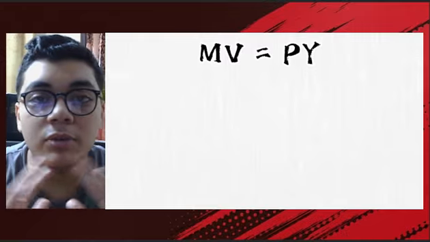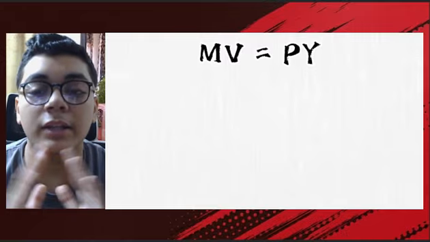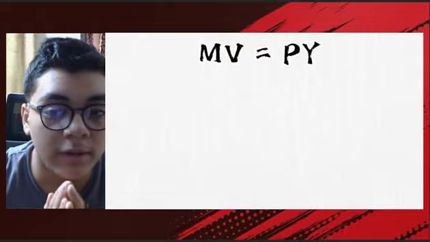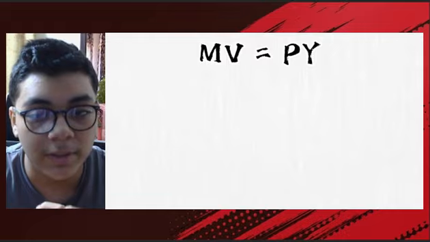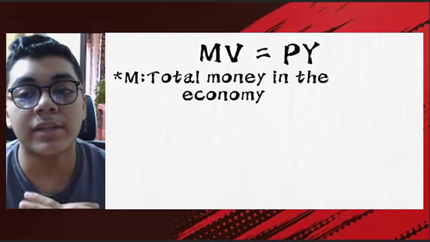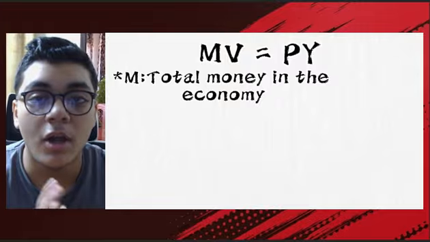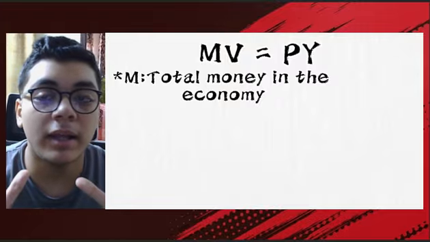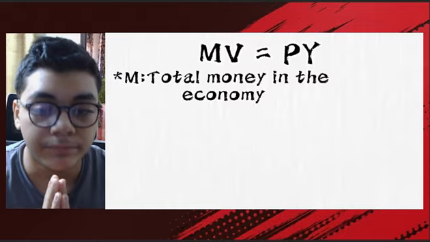Now, what equation am I talking about? It's pretty simple. MV is equal to PY. And now I'm not trying to confuse you here. It looks confusing, but it really is not. Just four variables. M represents the total money in the economy, all the money available that people have.